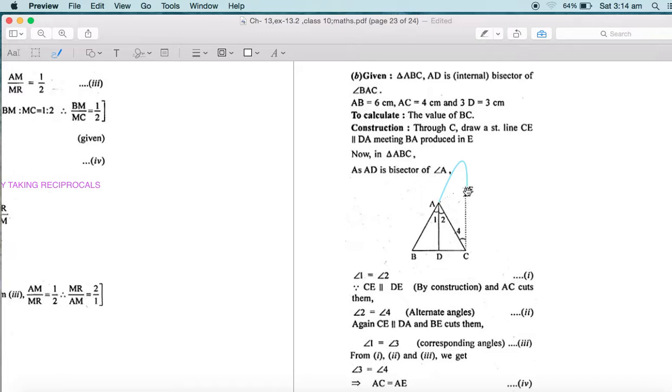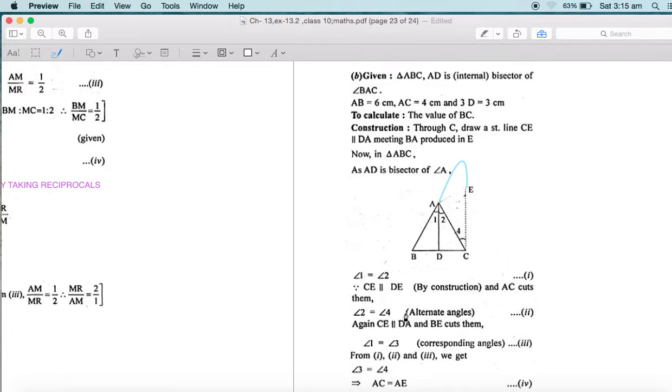Also, CE is parallel to DA. We have done that construction. CE is parallel to DA. If CE is parallel to DA, then what will we have?